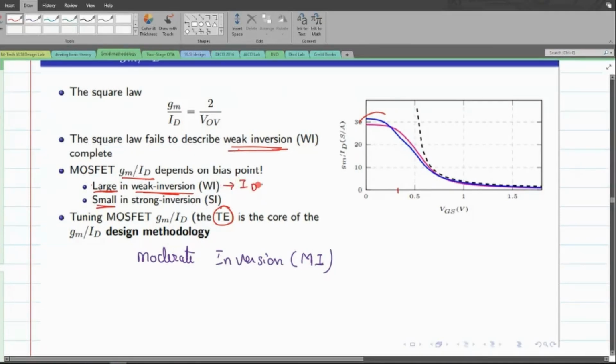The current ID can be written as an exponential relation to VGS, whereas here the current component, I can still use the square law. If it is a square law, we know that the channel length has to be large, and due to which I could write it as proportional to VGS minus VT, the whole square. That is what this is conveying.